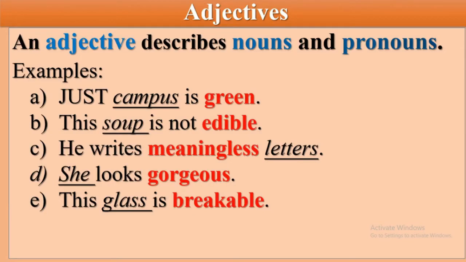The last example, this glass is breakable. In this sentence, the word breakable is an adjective because it has modified the noun glass. We have to remember that any word that gives information about a noun or a pronoun is an adjective. If you go to the second example here, this soup, in this sentence, this has been used before the noun soup. So in this sentence, the word this is also an adjective.